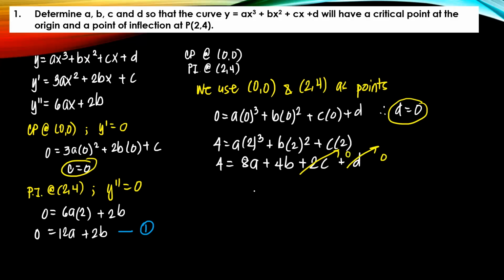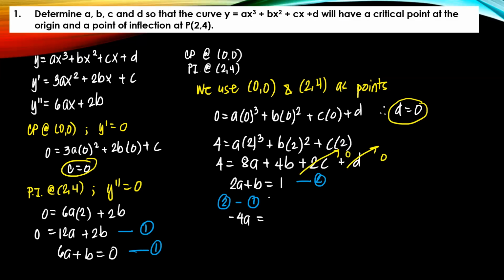So if I were to simplify this, I can say that this is 2a plus b is equal to 1. Am I correct? If I were to simplify this, it's going to be 6a plus b is equal to 0. Okay, so let's combine the two. I can see that equation number 2 minus equation number 1. So 6 minus 2, 2a minus 6a is negative 4a. b minus b is 0. 1 minus 0 is 1. Therefore, a is 1/4.